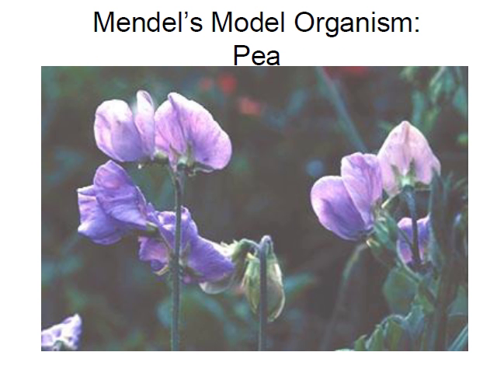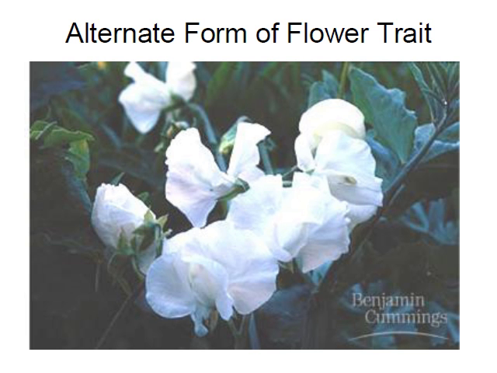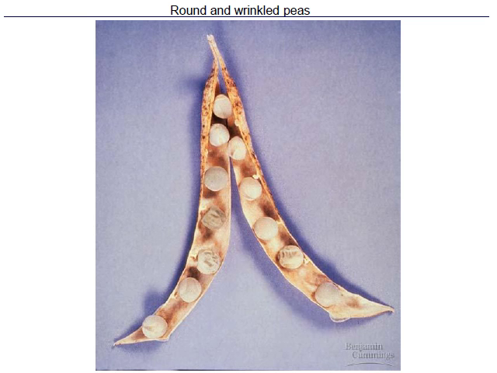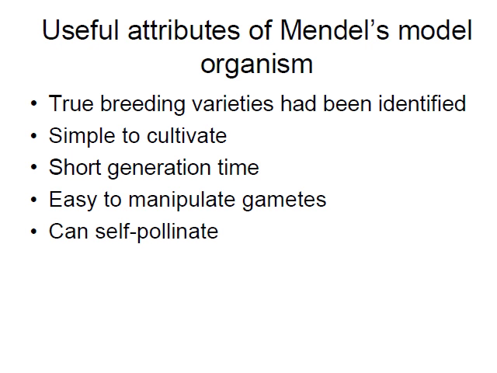His model organism was the pea, and the cool thing about the pea was that it came in varieties, and each of these varieties had alternate forms of traits. Here we see purple-flowered plants and white-flowered plants, but you also have round and wrinkled peas. We'll talk about the biochemical basis for that in just a bit.